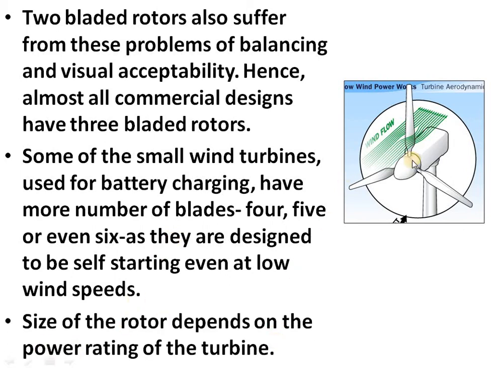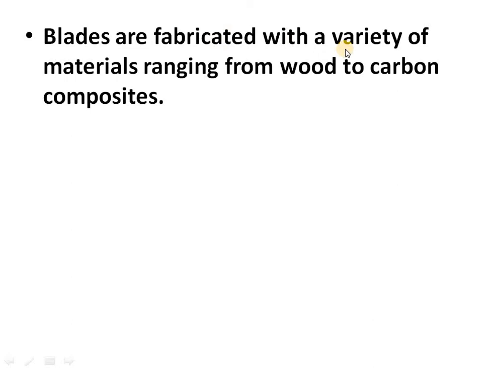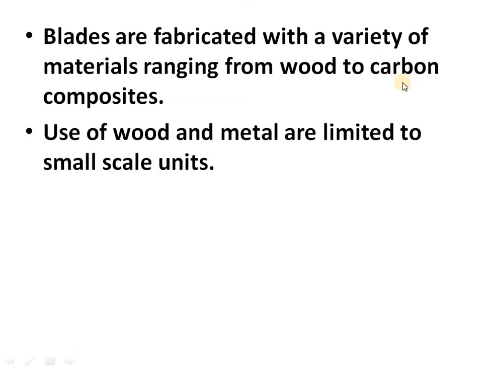And the size of the rotor, you can have windmills with different sizes and shapes. Gigantic WECS you can see, small units you can see. All that depends on the requirements of the power. And blades are fabricated with a variety of materials. Modern windmills don't use wood or metal. They use certain alloys or certain composites known as carbon composites. So their weight is comparatively small, and they are structurally very strong. They don't easily get broken.